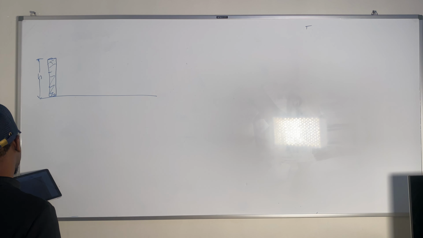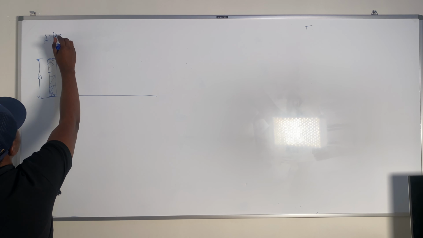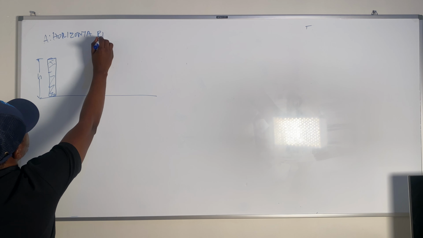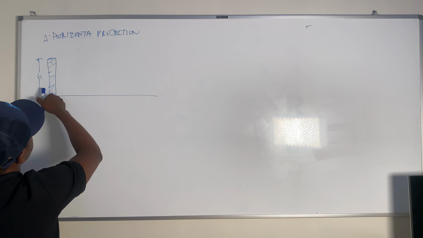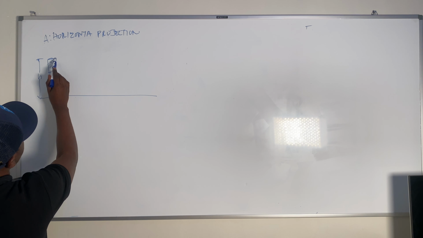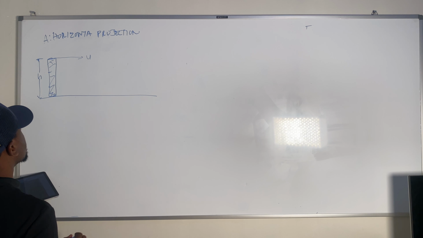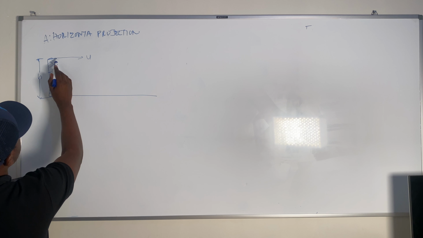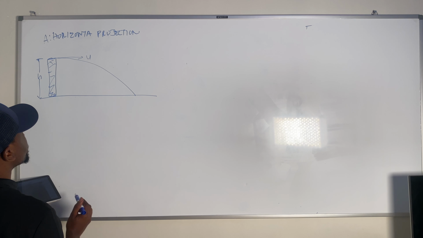For now, let us deal with the horizontal projection at a height h. So we have a projectile which is thrown with an initial speed u horizontally. So the angle with respect to horizontal is 0. This projectile will travel and land here.